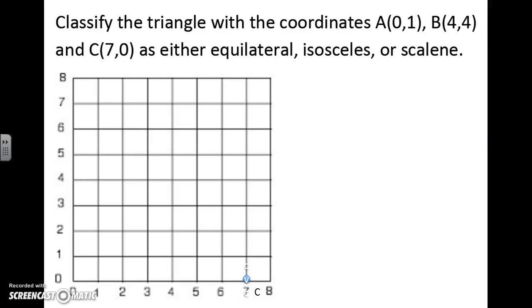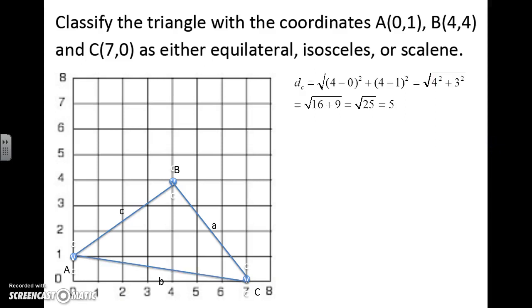Now let's see how we might use these ideas to help us classify a triangle as either equilateral, isosceles, or scalene. The first thing I'm always going to do is plot the points they give me. So I've got triangle ABC, and I have even labeled the opposite sides. In order to know if it is equilateral, isosceles, or scalene, I want to find the length of each side.